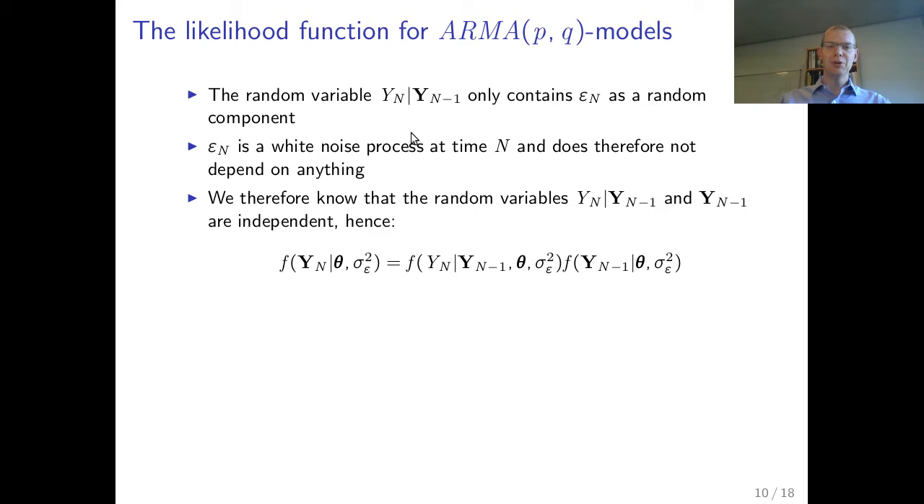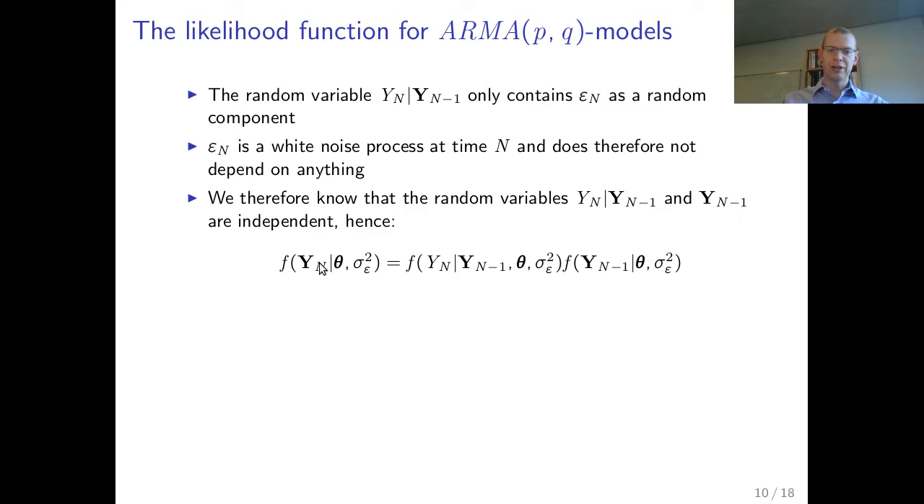If we look at the random variable y_n, given that we know everything up to y_(n-1), then only epsilon n is the random component. So we look at a one-step prediction. Epsilon n is assumed to be white noise, and therefore is independent of everything that has happened in the past. So if we have this, then we also know that this random variable is independent of y_(n-1).